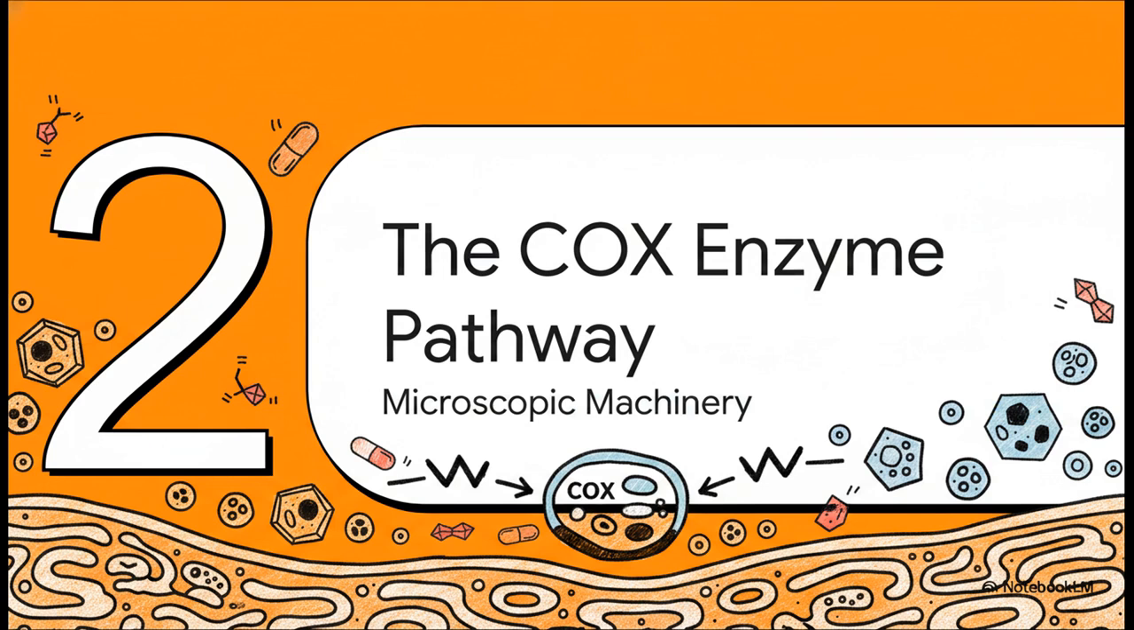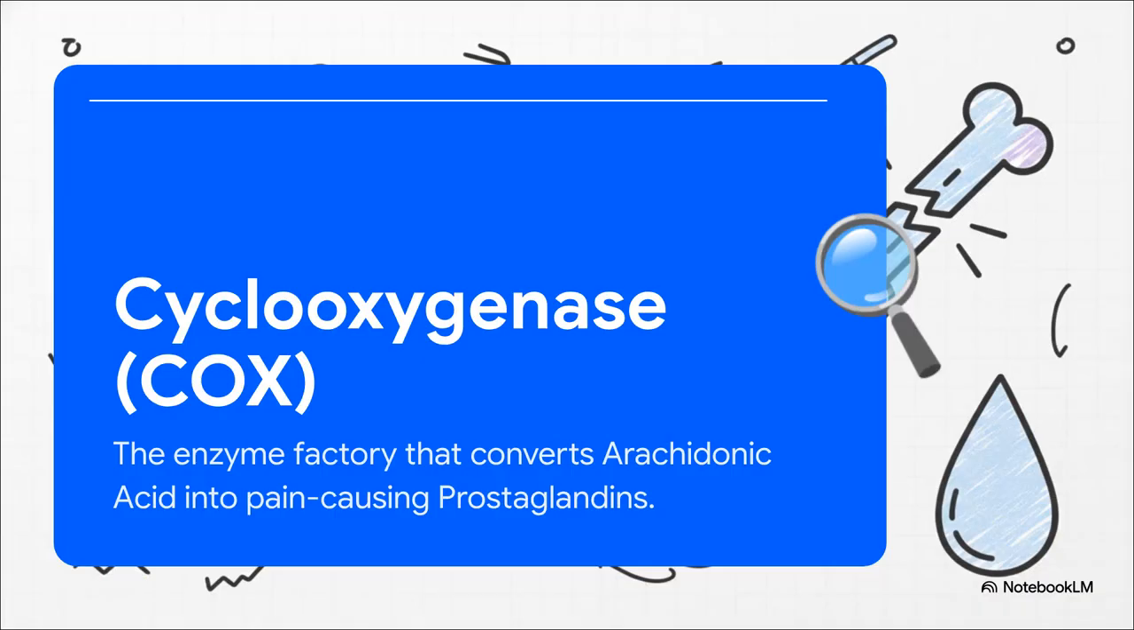Moving right along, Section 2, the COX enzyme pathway. Let's see how this builds from the tissue level down into our microscopic biological machinery. So who are the main characters here? Well, prostaglandins are these super short-lived lipophilic acids. We're talking a lifespan of maybe 1 to 5 minutes, but man, they pack a massive punch when it comes to causing pain. But where do they even come from?